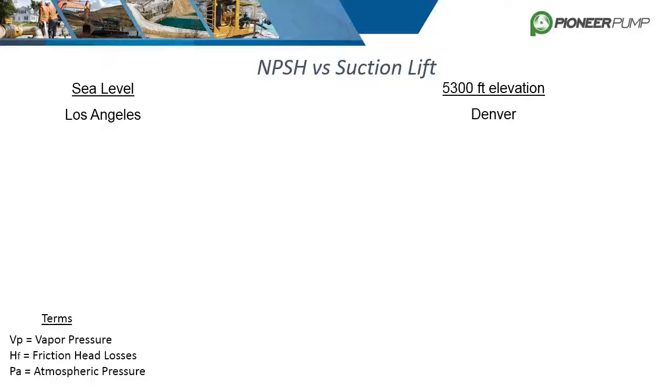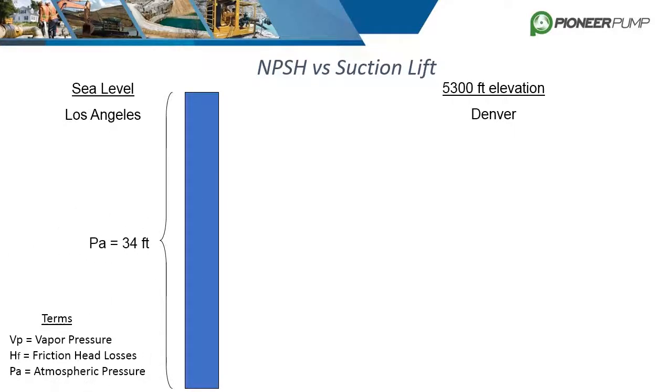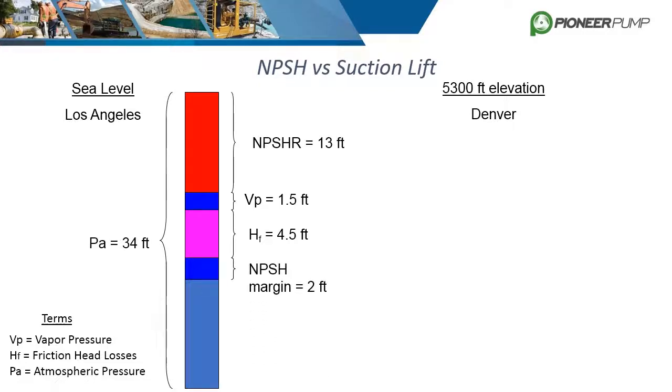To get a full understanding of just how much elevation can affect NPSH and static suction lift, let's compare max static lift in Los Angeles, which is very close to sea level, with max static lift in Denver, which is 5,300 feet above sea level. At sea level, the pump sees 34 feet of atmospheric head. Both sites are using the same pump, and the NPSH-R is 13 feet. Vapor pressure head is 1.5 feet, friction losses in the piping are 4.5 feet, and the NPSH safety margin is always 2 feet. The maximum static suction lift for this pump is 13 feet.